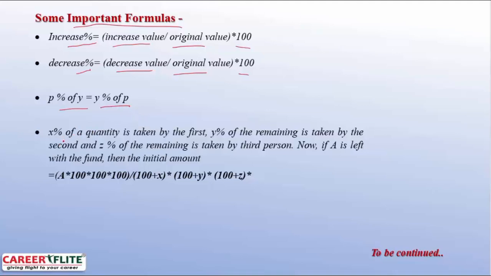Now the next formula is, X percent of a quantity is taken by the first person, and Y percent of the remaining quantity is taken by the second, and Z percent of the remaining quantity is taken by the third person, and it is left with A. So the formula for the initial amount will be A into 100 into 100 into 100 by 100 plus X into 100 plus Y into 100 plus Z. If there are 4 quantities, there will be one more 100 in the numerator, and similarly one more factor 100 plus the next percentage.